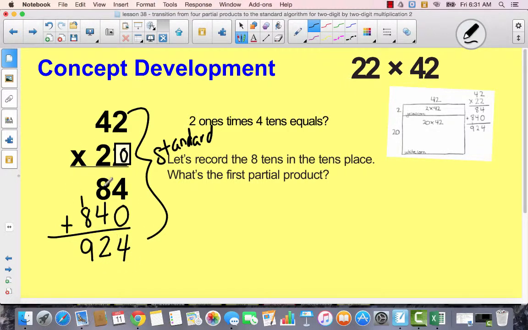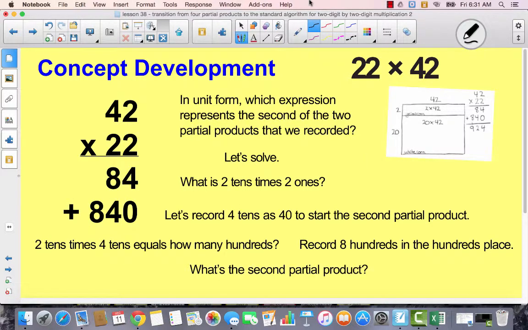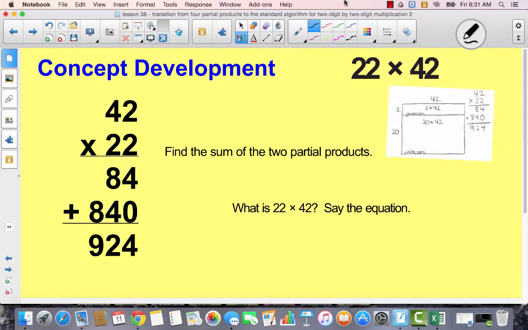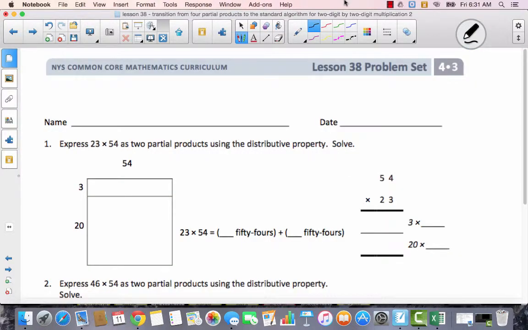Now, this problem had no regrouping, so it was a little bit easier. We're going to get into some problems that have some regrouping, and that's going to make it a little bit more confusing, so it's really important that you understand the process before we get started. That's why we took 2 days to transition. All right, so we had 84 plus 840, we got 924, okay? So now we're going to go straight to our problem set. It's going to have plenty of practice for us.